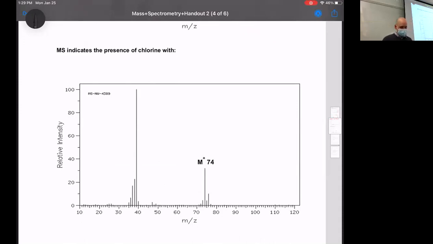All right, let's look at chlorine, because chlorine and bromine both have some really cool isotope things. Bree, I keep calling on Caleb. Can you see the mass of chlorine from where you sit?